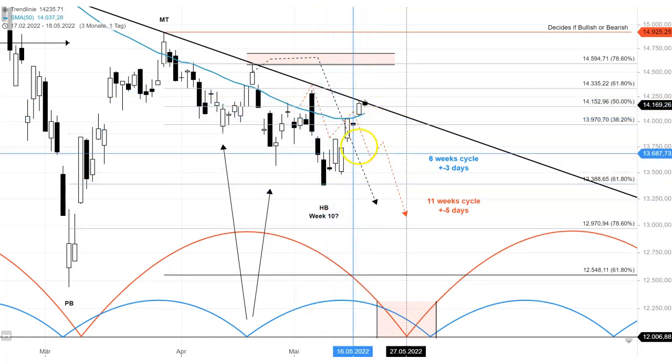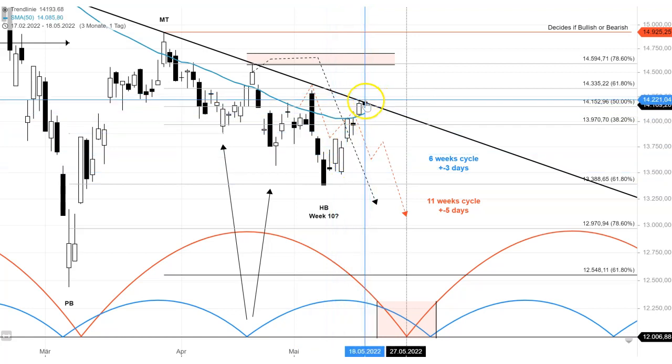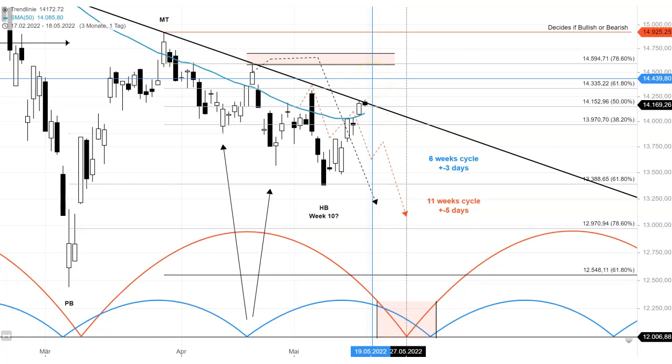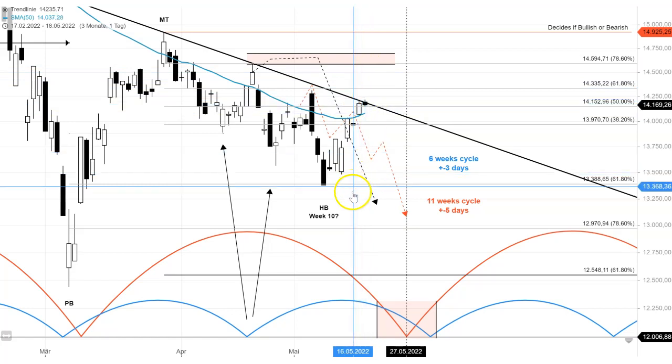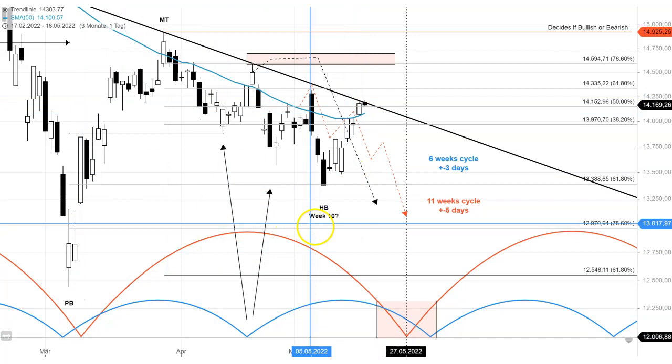And for me, it's a very important point right here. If we are going to break out and to get into that 15,000 area again, or if we are going to see new lows. And now we come to these cycles here.